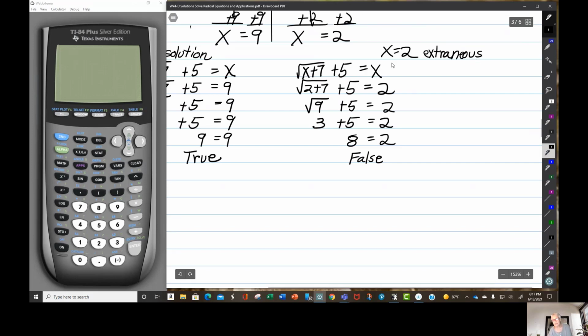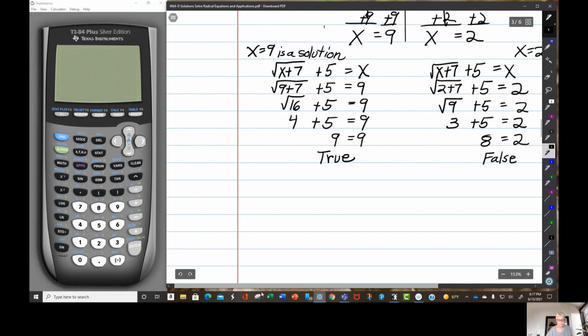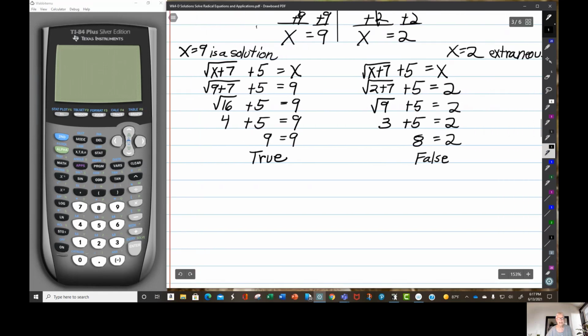Notice that the first 5 letters of extraneous spell extra. That's what extraneous means. Anytime you square both sides of an equation, you're in danger of getting an extraneous solution. So you have to be very careful and check your answer.